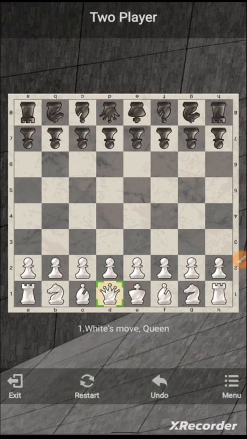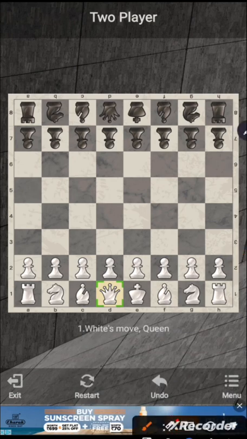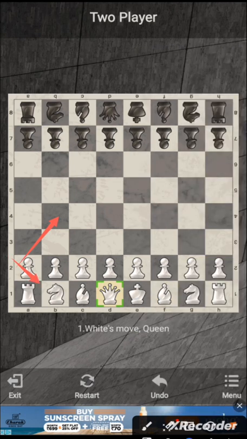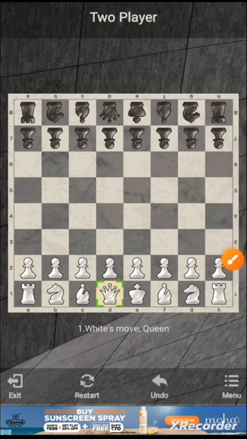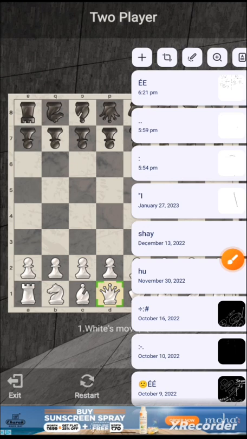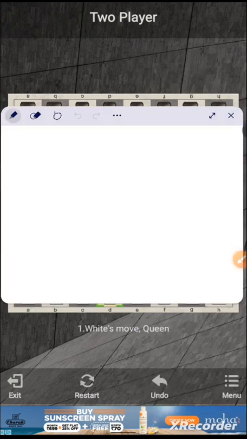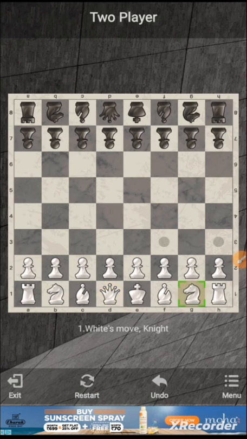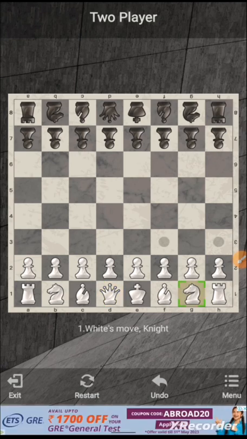For pawn we have no notation. No notation for pawn. So let us see one game between white and black. Let us create one game and try to understand how algebraic notation works. Suppose white moves his knight. We can start with the knight movement of white.